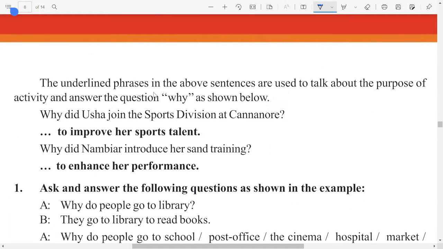Here, the underlined phrases in the above sentences are used to talk about the purpose of an activity or answer the question why. So they show the purpose. What is the purpose of the activity? Or they simply answer the question why. Why did Usha join the sports division at Cananore? She joined to improve. It shows the purpose. Why did Nambe introduce her science training? Introduced to enhance. So it simply answers questions like this.